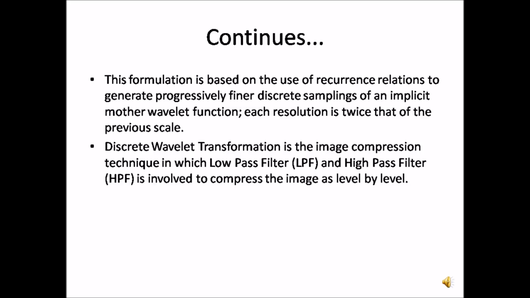This formulation is based on the use of recurrence relations to generate progressively finer discrete samplings of an implicit mother wavelet function. Each resolution is twice that of the previous scale. Discrete wavelet transform is the image compression technique in which low pass filter and high pass filter is involved to compress the image level by level.